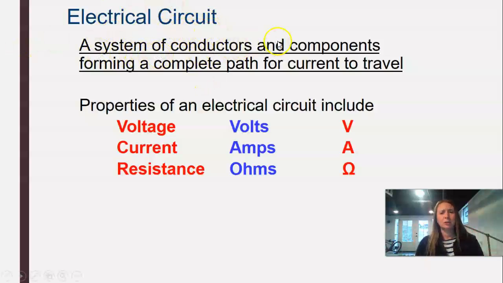It's a system of conductors and components forming a complete path for current to travel. And we normally use these terms to describe a volt, a current, a resistance. And so once again, it's the idea that you are creating a circular current and exchanging the energy from positive to negative, kinetic to potential, kinetic to potential.